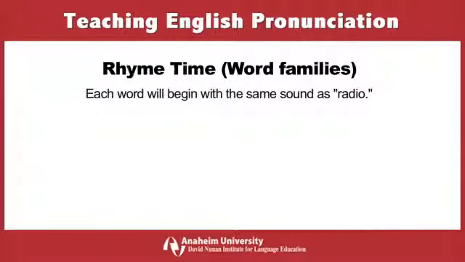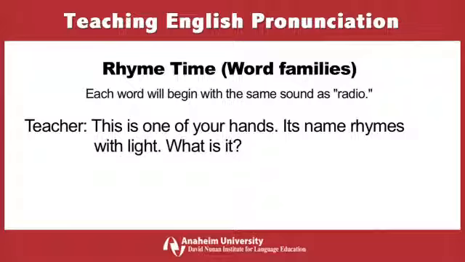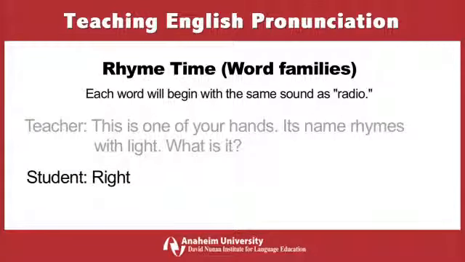So they would tell the students something about those words, and the student would have to guess the word. And remember, it will begin with the same sound as radio, the R sound. So here are some examples. The teacher could say to the students, "This is one of your hands. Its name rhymes with light. What is it?" The students hopefully would then respond with the word right.